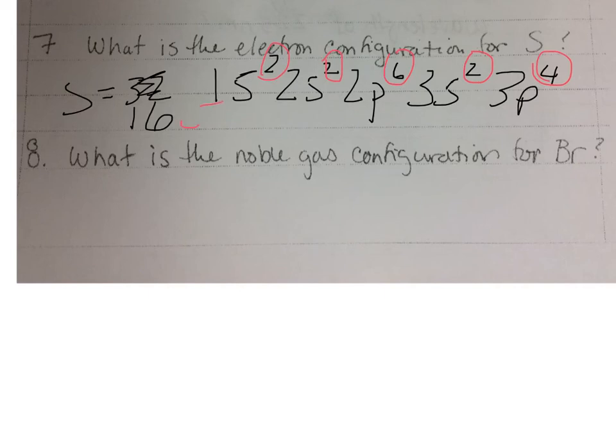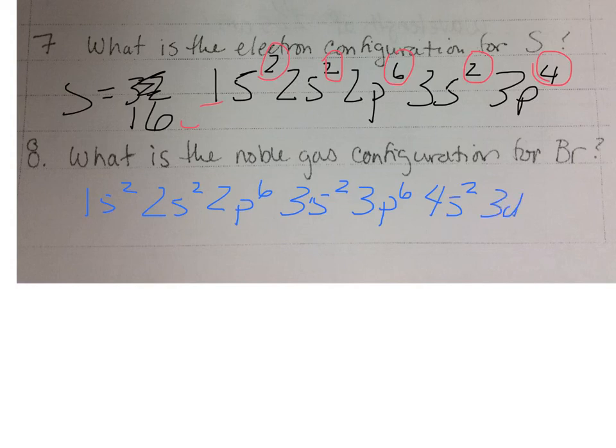Okay, and so for our last problem here, we have our noble gas configuration for bromine. And so the first thing I want to do is just write the regular electron configuration. Okay, and so again, we're going to start the same way. So with bromine, we're going to say 1s2, 2s2, 2p6, 3s2, 3p6, 4s2, 3d10, and we're going to end with 4p5.